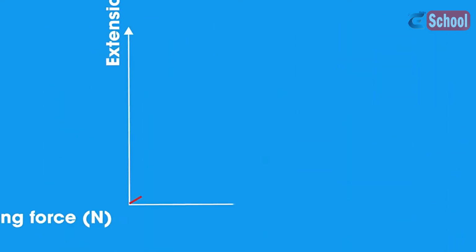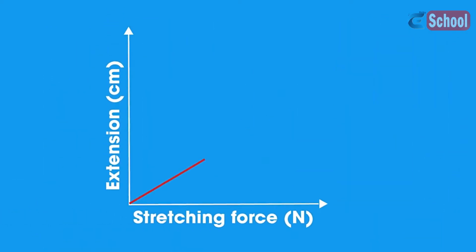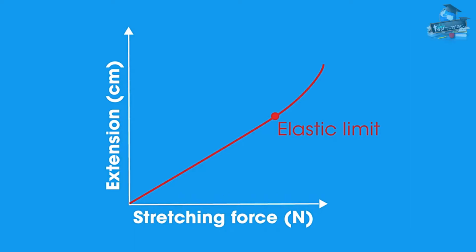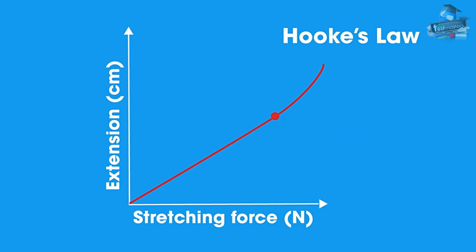So to recap, the straight line shows that the extension is directly proportional to the load on the spring. That means the extension will double if the force doubles. It will treble if the force trebles, and so on. This relationship is known as Hooke's law. There is a linear relationship between force and extension.